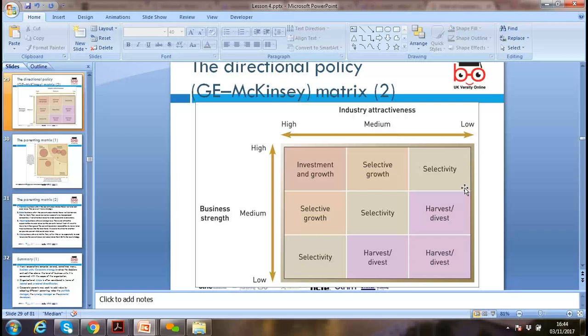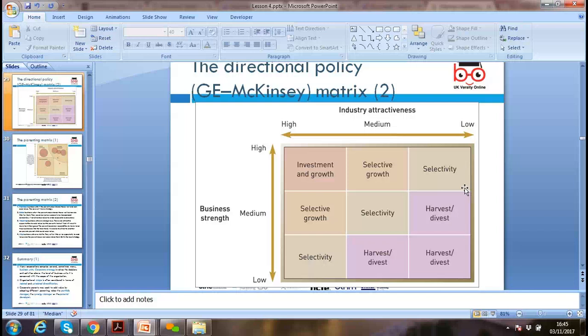Next, everyone, we'll go through the GE matrix. We need to look at the GE matrix. There are 9 cells instead of the 4 which we learned in the BCG matrix. Now we need to look at investment and growth, selective growth, or selectivity. When we move toward the right-hand side it is going to be low. When we move to the left-hand side, industry attractiveness is quite high. So we need to look at the industry where we are based: is its attractiveness high, low or medium, and business strength, is it high, medium or low.